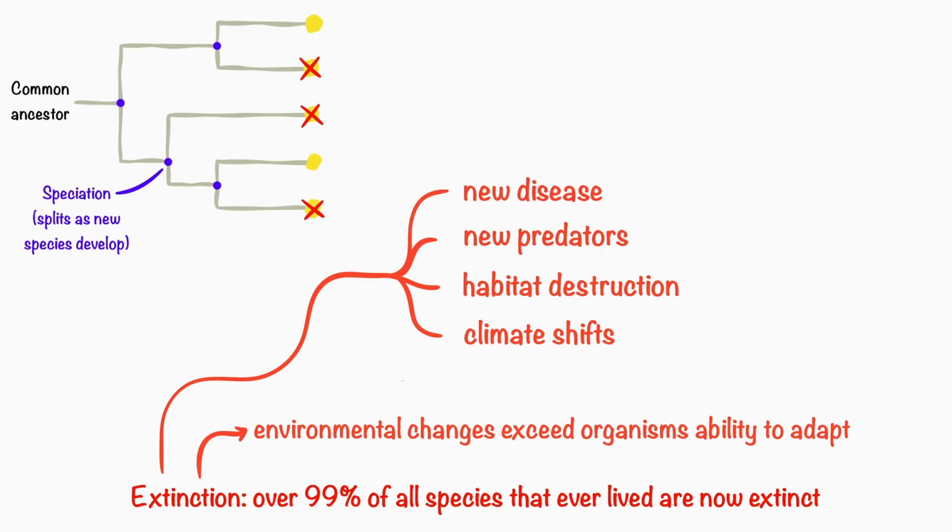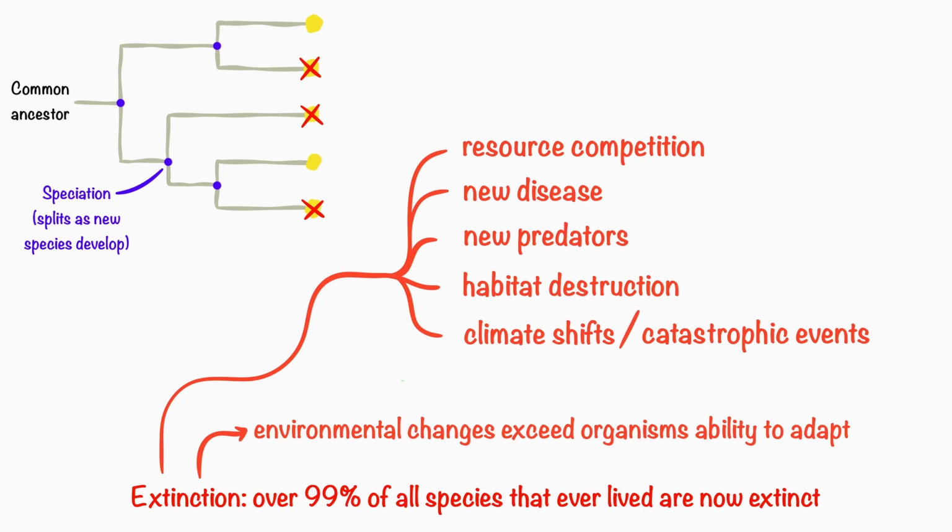New diseases can devastate species lacking immunity. Competition from better adapted species can drive others to extinction through resource depletion. Invasive species often outcompete native organisms, leading to local or global extinctions.